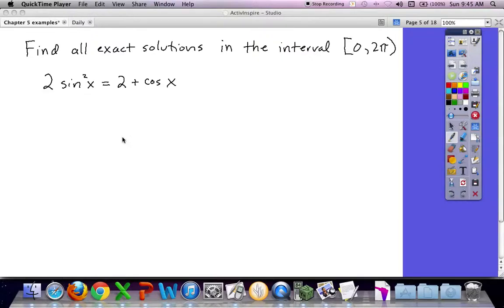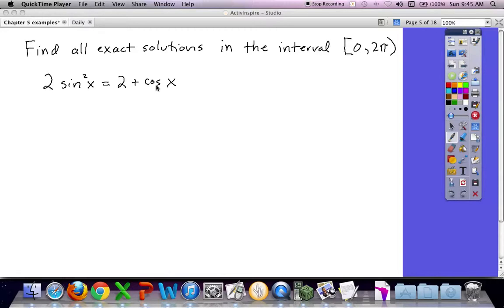Find all exact solutions in the interval 0 to 2 pi for this equation. Okay, we see right away that we have a mix of trig functions involved in this equation. We have sine squared on one side, cosine to the first power on the other. We would definitely like to have all of this in terms of the same trig function.